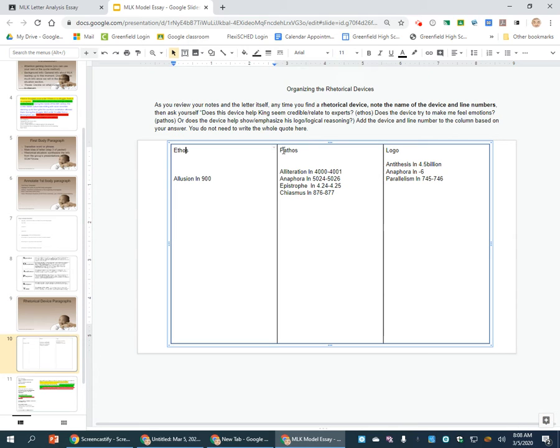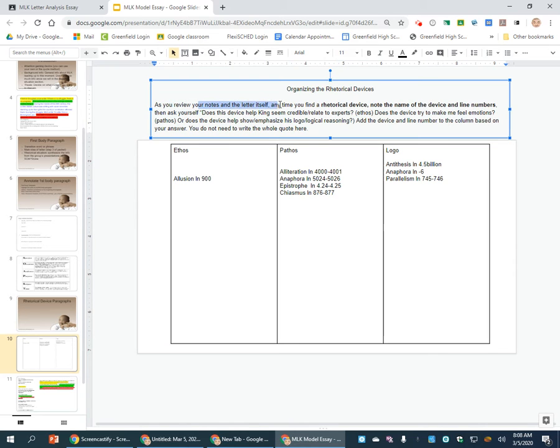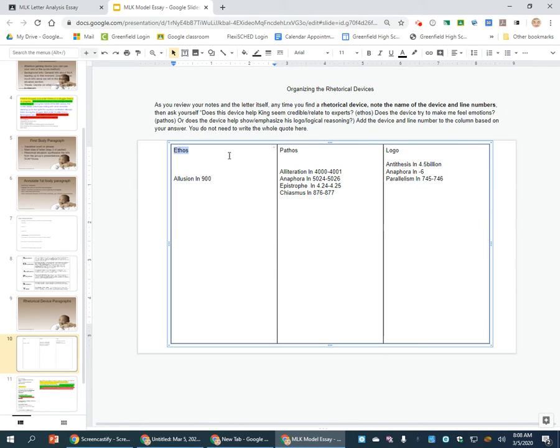In it, we had 3 columns, and the directions were, as you review your notes in the letter itself, anytime you find a rhetorical device, note the name of the device and the line numbers. Then ask yourself, does this device help King seem credible? Does he relate to experts? Is he giving you reasons to believe him? If so, I'm going to have you put that rhetorical device under ethos.